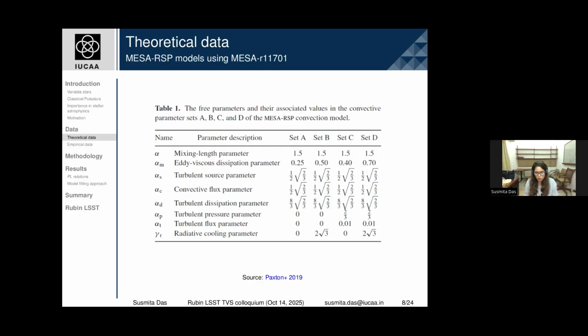However, that is not what we do here, because we are not dealing with particular stars or particular observed light curves at the moment, but more of a grid where we study the period-luminosity relation and so on, which is why we have not done calibration. We just use whatever is provided in the MESA-RSP paper, which are these four sets of convection parameters.